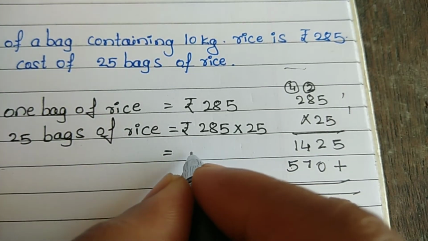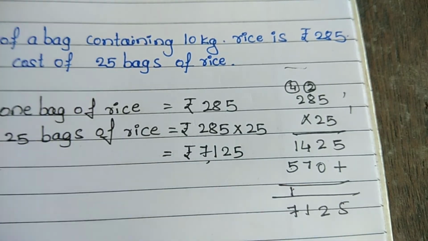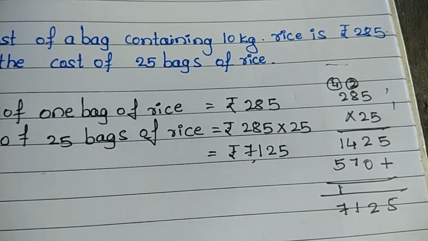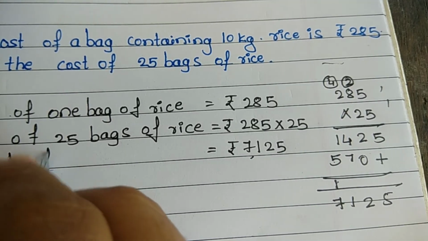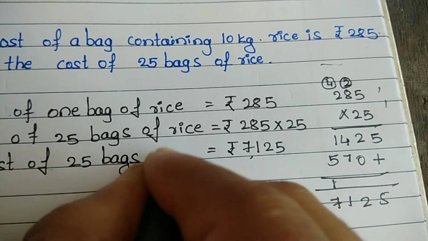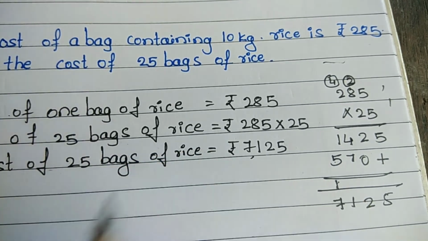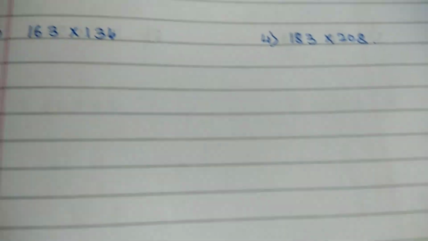Yes, the answer is how much? Rupees 7,125. Okay. Yes, therefore you write down here, therefore the cost of 25 bags of rice is equal to how much, dear children? 7,125. Next one.